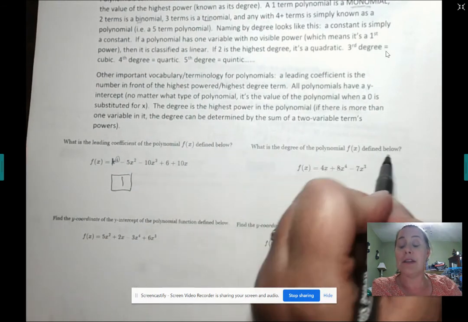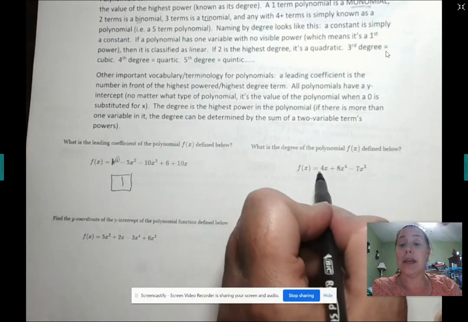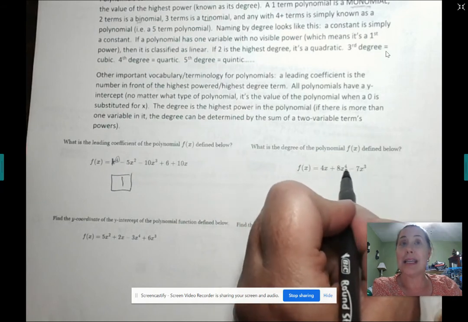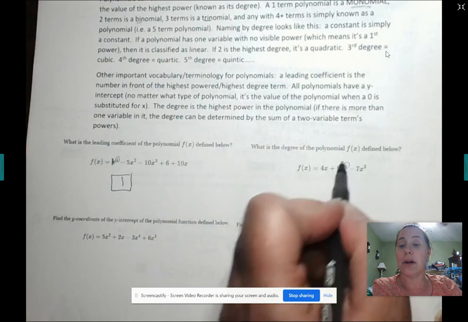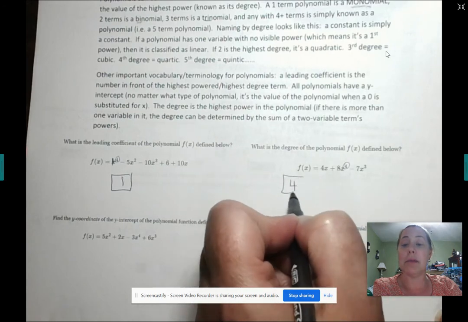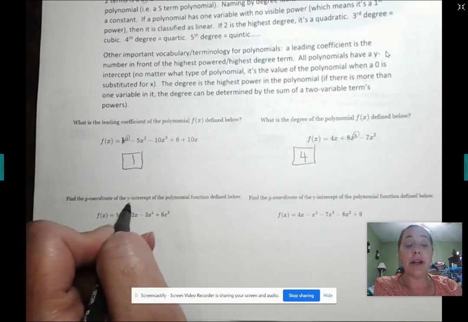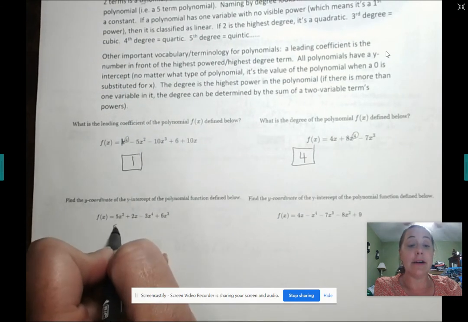What is the degree of this polynomial? So remember, degree, you're looking at what are the variables, just x's. What is the highest power of x? It's a 4. And so the degree of this polynomial is 4. Can you find the y-coordinate of the y-intercept? Plug in a 0.